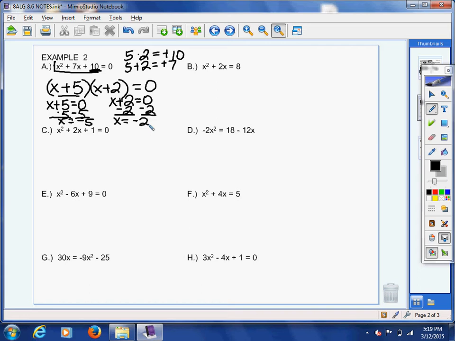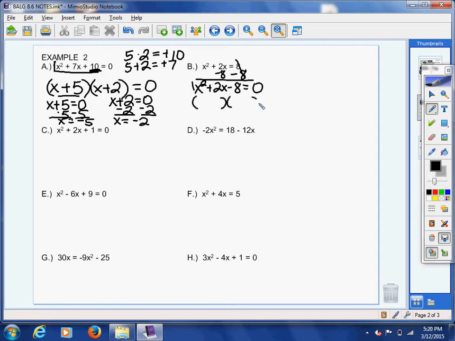Not ready to factor just yet. We really need to get everything on one side and 0 on the other side. So let's move that 8. Let's bring it back over here. And now what we've got is x squared plus 2x minus 8 is equal now to 0, because those cancel. So we're ready to factor it. It's what I would consider a very easy coefficient of 1, easy trinomial.